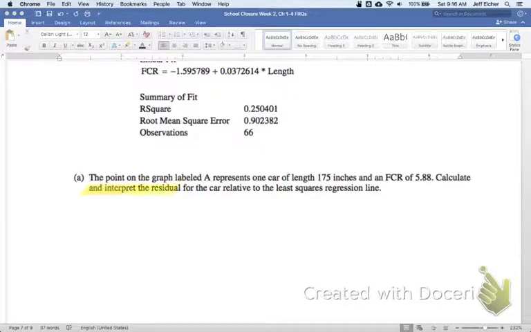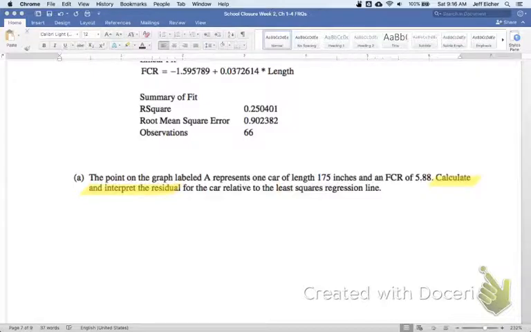and interpret the residual. If you haven't had a chance to try this question on your own, I'd recommend pausing or stopping the video and trying it on your own. Take about 20 to 25 minutes. The recommendation is 25 minutes for the investigative task. But see what you can do.